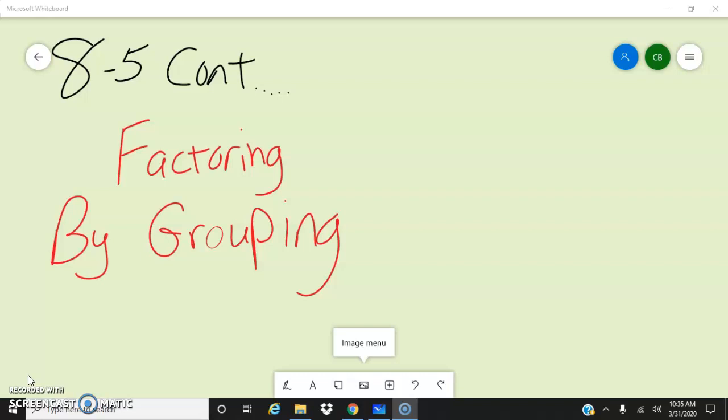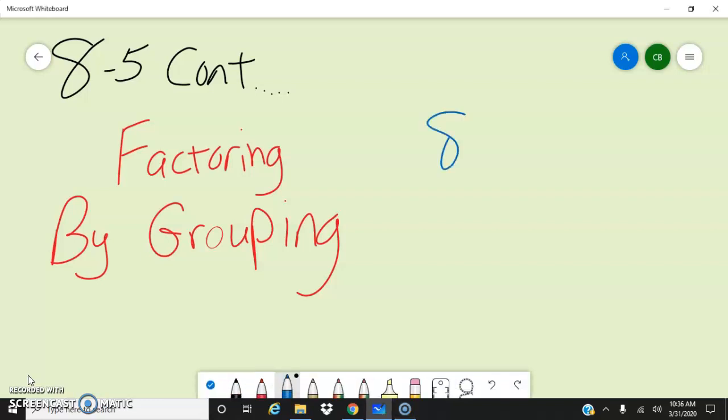This is Mr. Barry. We're still in section 8.5. We're just going to hit on the second part of that today. So the second part of 8.5 is factoring by grouping. Okay, now just to recap from yesterday's material.